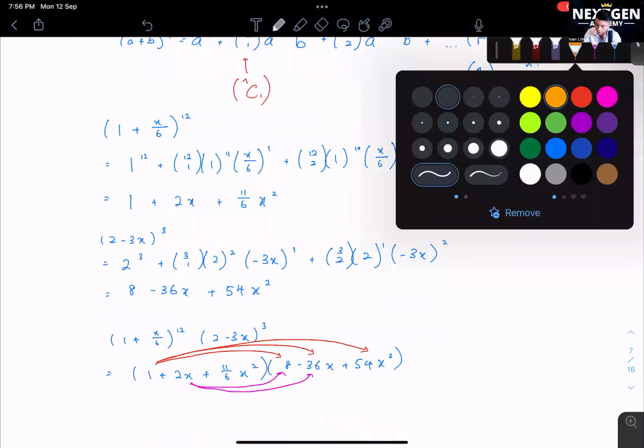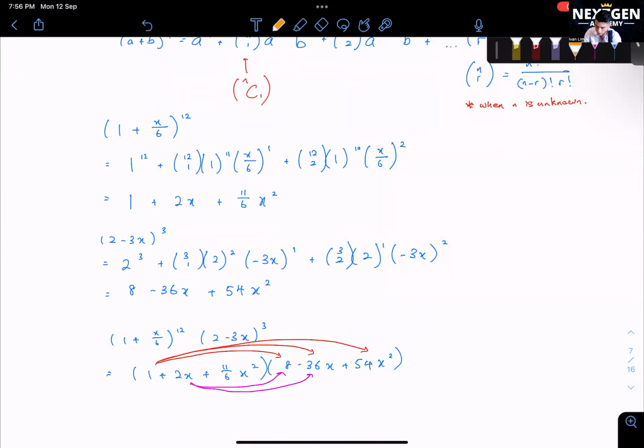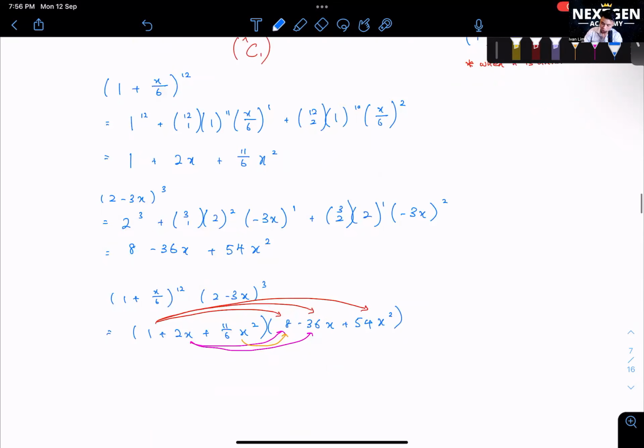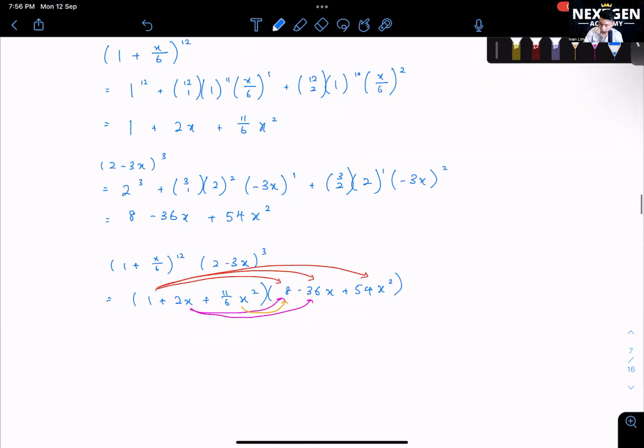Then the last one, let's use purple. So 11 over 6x squared times 8. x squared times x, the one already, because x cubed. Be careful when you do this multiplication. Another way that you can do it, let's just say if it's very, very long, you can write this extra step. This is to make sure that you don't get it wrong.